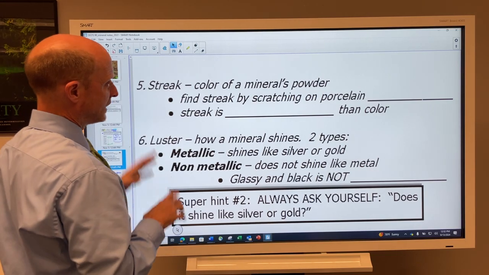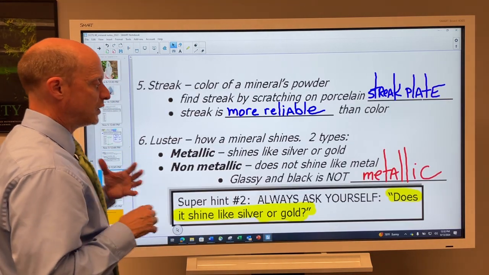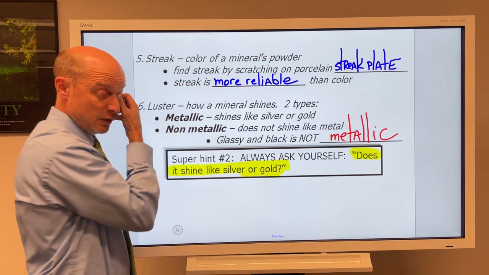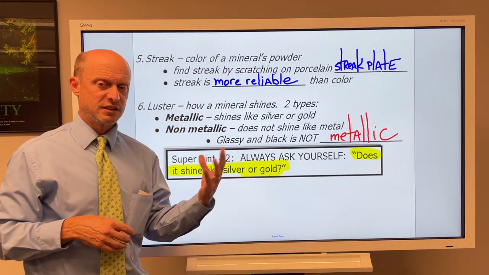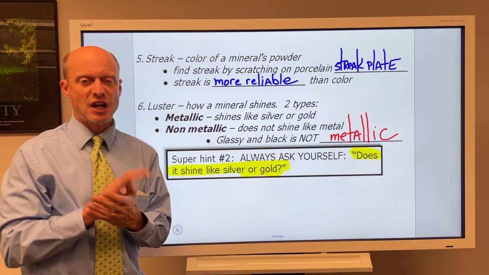Right, so that streak, that's a pretty straightforward test when you get to do it. The other one is luster. This is a little more challenging, it takes experience. So luster is really how it shines.